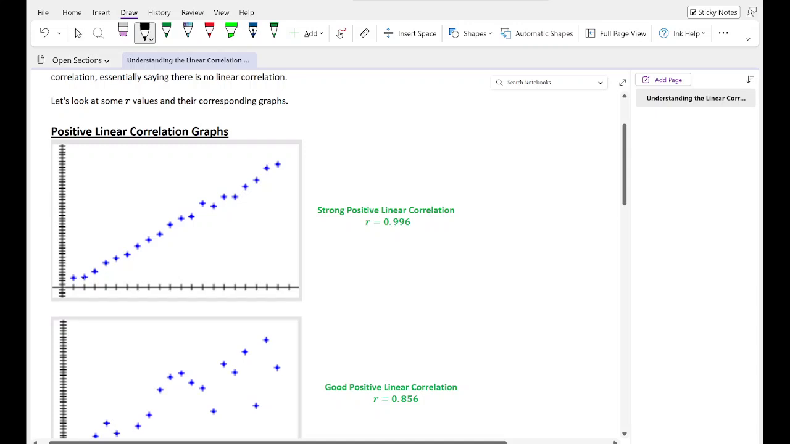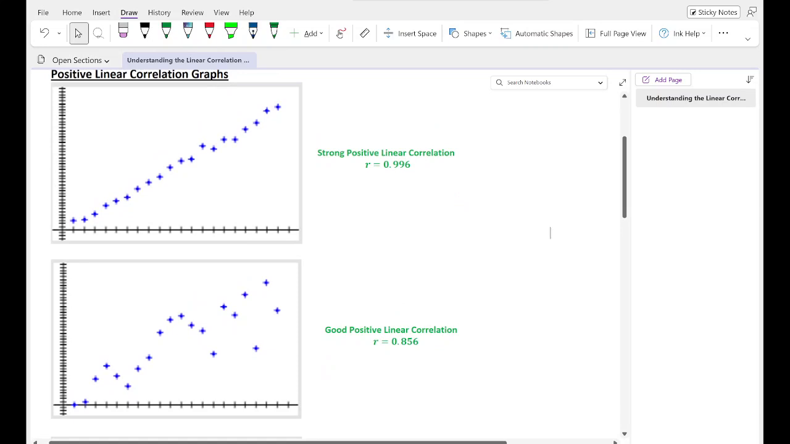We have this one here, and you see the blue dots going up, and it looks fairly linear, fairly like a straight line, with a little bump here and a little bump there. You can see that the R value is 0.996. So this is a very strong positive linear correlation. It's almost like a straight line. It's not perfect, which is why R isn't exactly 1, but it's pretty darn close.